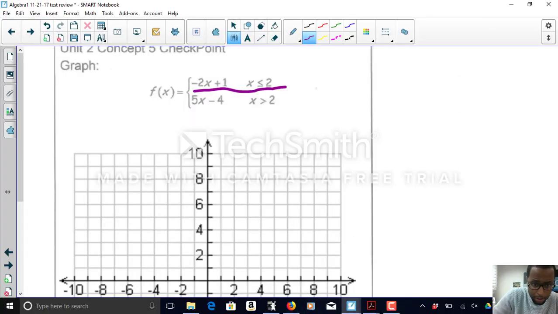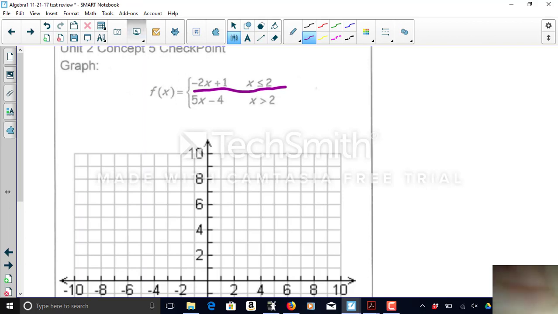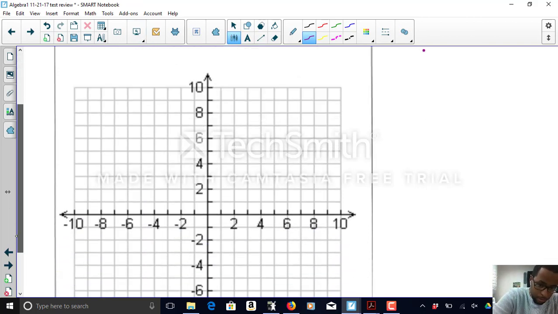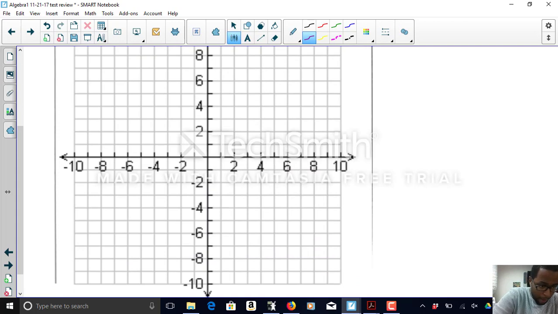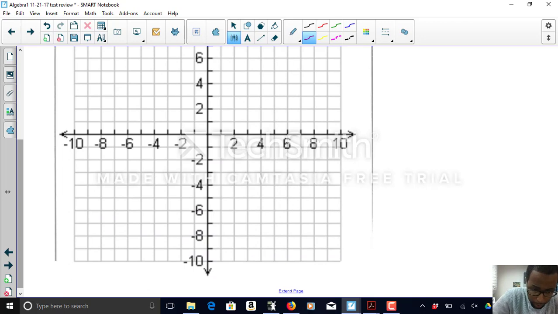So I'm going to use my calculator for this one. I'm going to press y equals, write my equation. So it's going to be negative 2x plus 1. I'm going to press second table so I can see the table. And I'm going to go to negative 2. So when x is negative 2, the first one is going to be 5. Now, because it's equal to, I know it's going to be a closed circle. It's going to look something like that, okay?